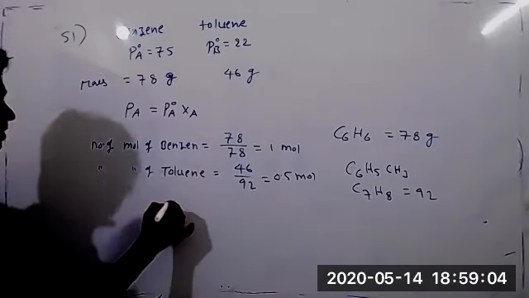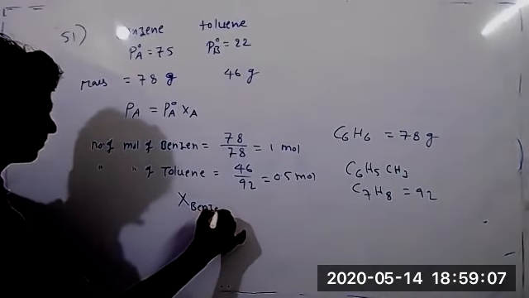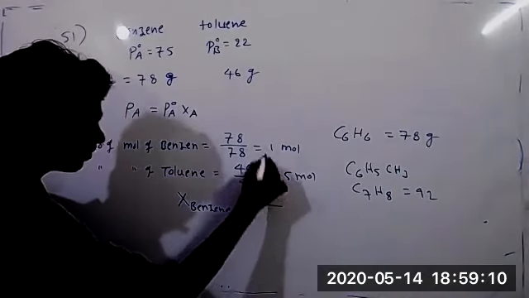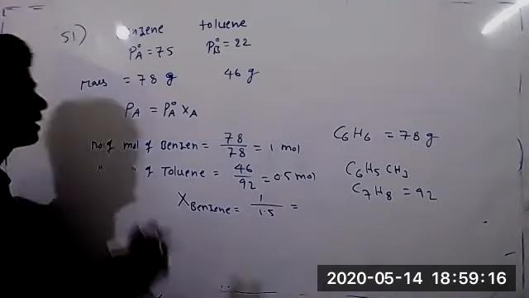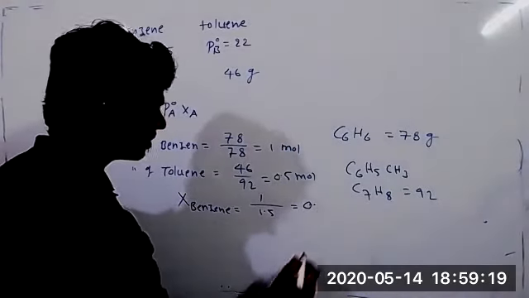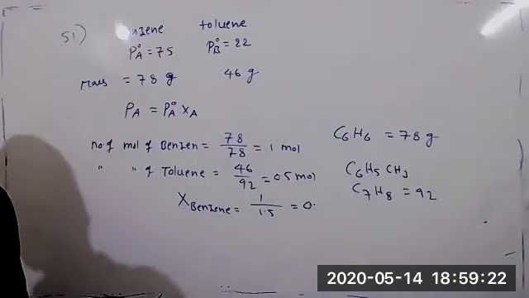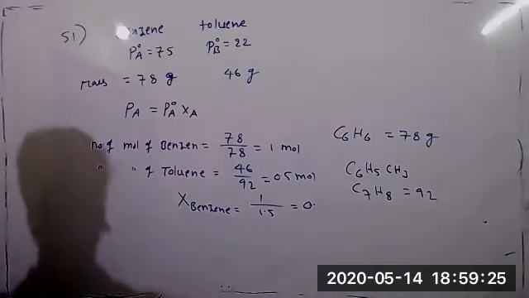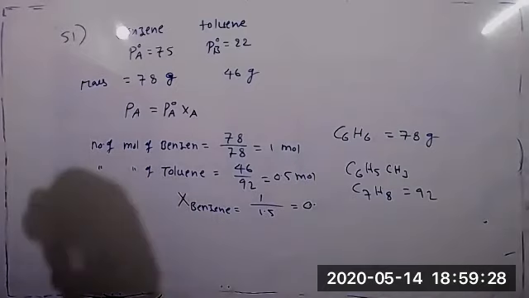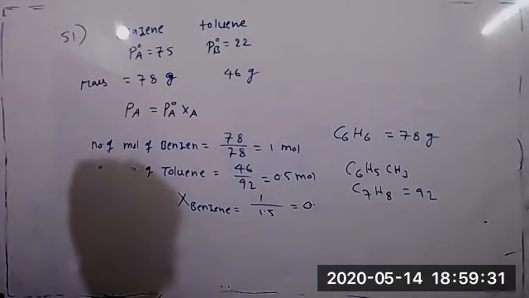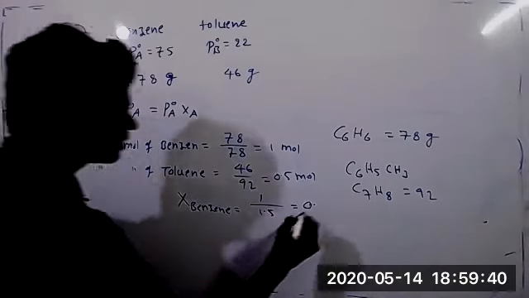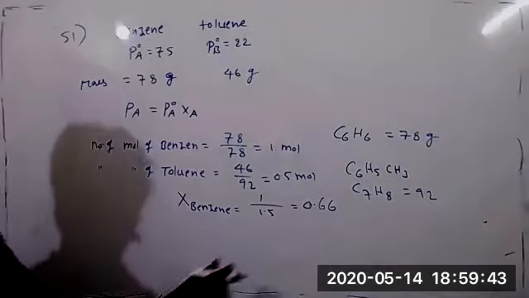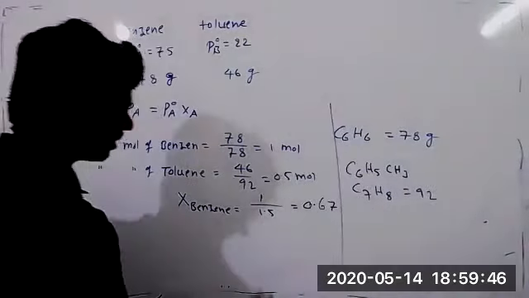Now, mole fraction of benzene is equal to 1 by 1.5. How much? 1 by 1.5, that is 10 by 15, which is 0.667. So around 0.66, 0.67. Now we have the mole fraction of benzene.